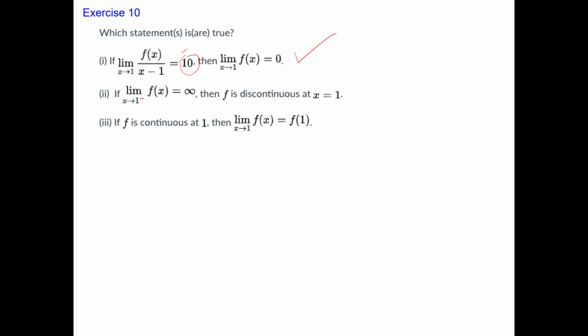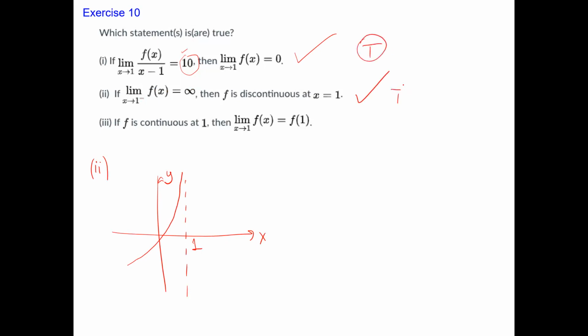If the limit at 1 from the left-hand side is positive infinity, then the function is discontinuous at 1. Of course it is. That means this is true, because we have a discontinuity.